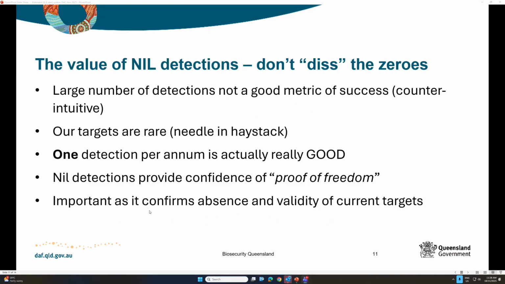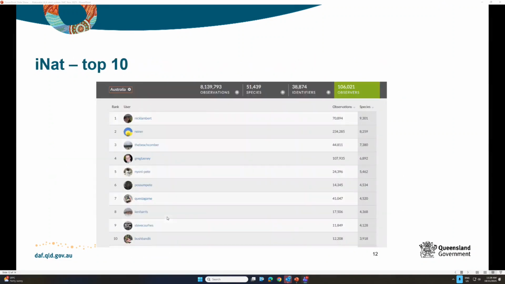Obviously, if we were detecting a target every second day, it wouldn't be a very good target for detection. It means it's here and it's widespread. So the fact that we're not seeing large numbers of detections means that they're really good targets. They're probably still absent, and the window of opportunity for early detection is probably still there.